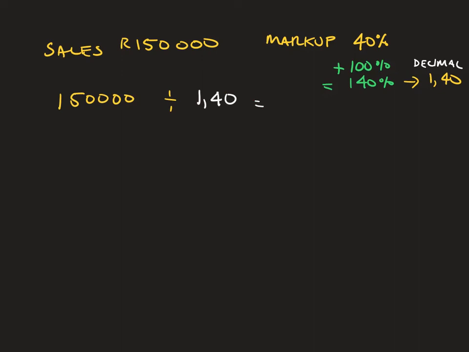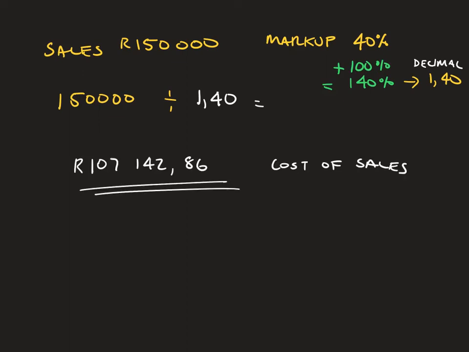So to get our cost of sales, we're going to take now the selling price and divide it by the 100% plus markup, converted to a decimal, and we're going to get a final answer of 107,142 rand and 86 cents. You always need to round off, and many of you might have gotten 85 here when you tried this calculation, but we always round off to the nearest cent. And this is the cost of sales.